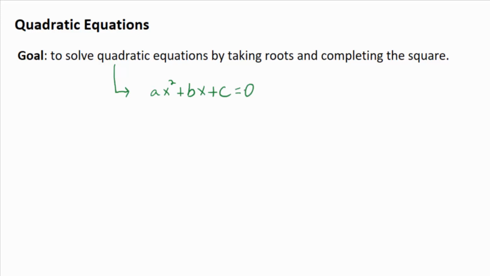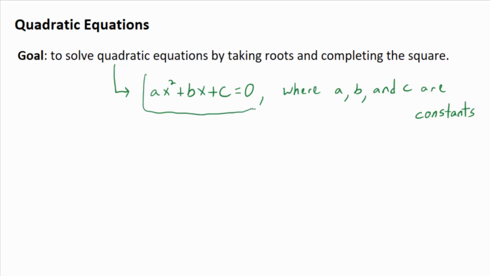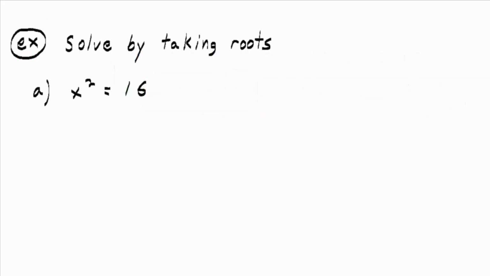In other words, you can set it equal to 0. And this is where a, b, and c are just constants, constant real numbers. So that's our goal. Now this is an equation with one variable in it. Our goal is to solve it. Let's first look at an example where we're solving by taking roots.